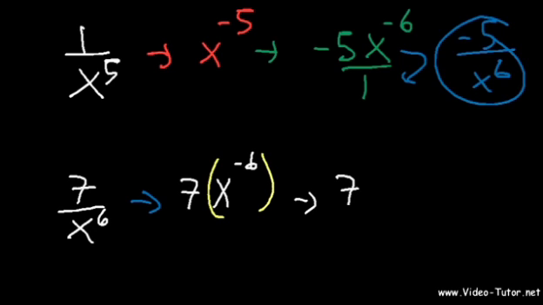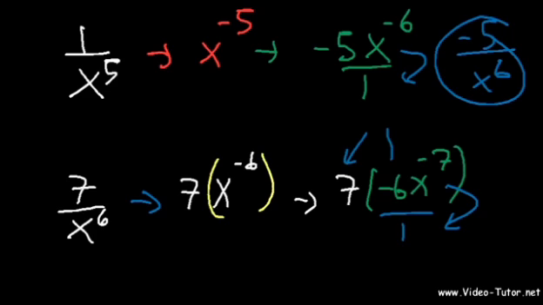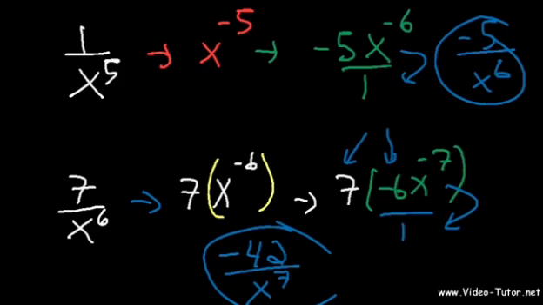The derivative of x to the negative 6 is negative 6x to the negative 7. Now, move the x to the bottom and multiply these two numbers. 7 times negative 6 is negative 42, divided by x to the 7. That's the answer for that one.